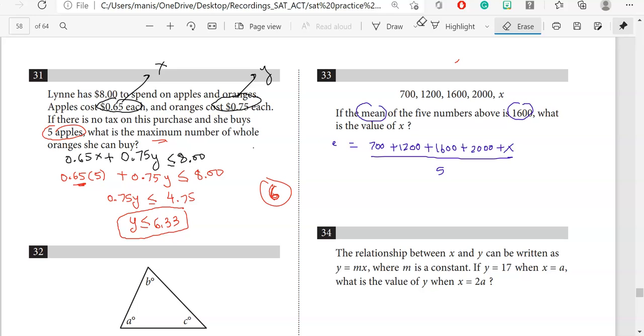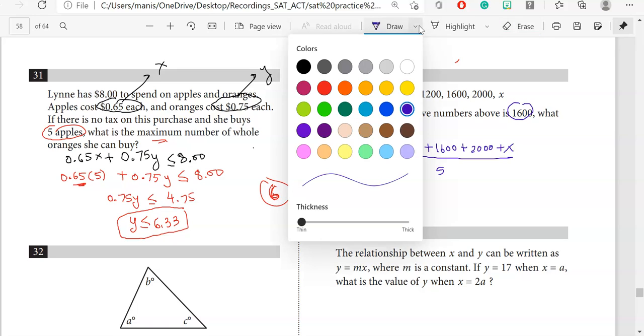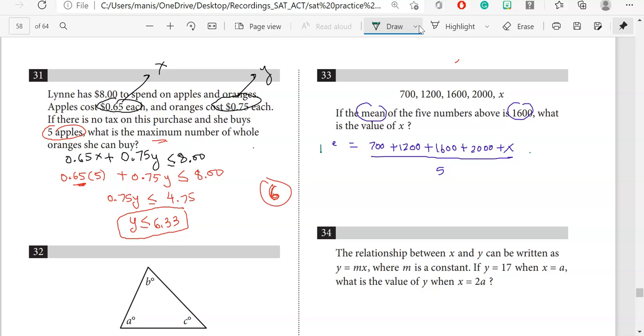They have already given me the value of mean, so I will replace this by 1600. After this, I will cross multiply. I will be left with 8000 on this side, 5 times 1600, and on my right side I will have 5500 plus x. I do not advise you to write all this. You can do everything in your calculator. It will save lots of your time and you can use this time for other problems which are more difficult. So the value of x is 2500. That is the answer for this question.